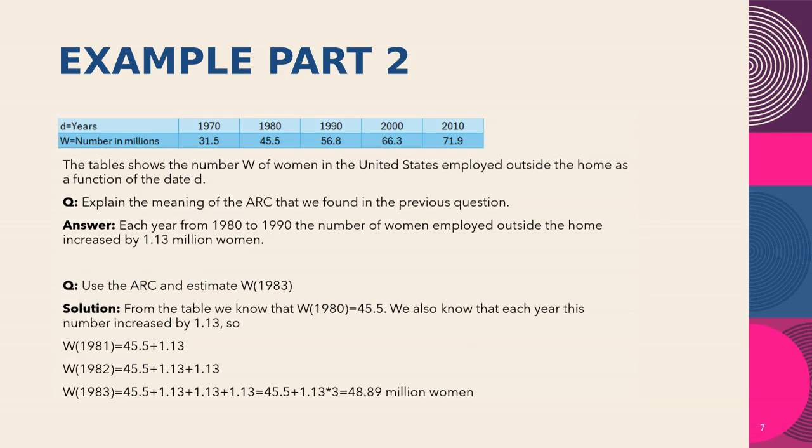Now we need to explain the meaning of the average rate of change that we found in the previous question. And your answer has to be a full sentence. And you should start this way. Each year from 1980 to 1990, the number of women employed outside the home increased by 1.13 million women.